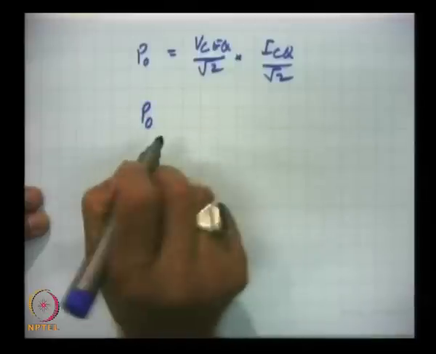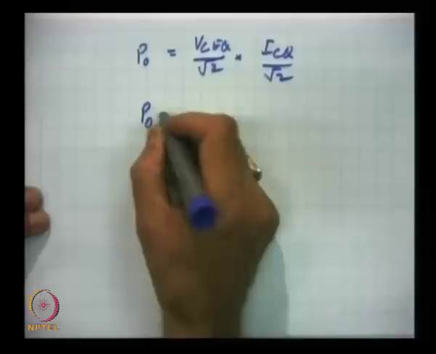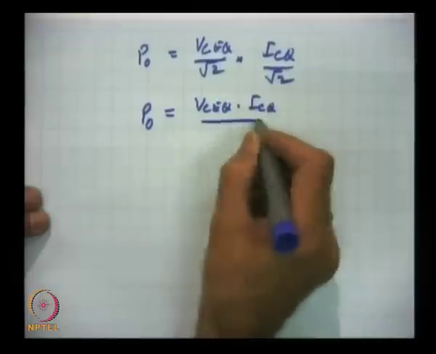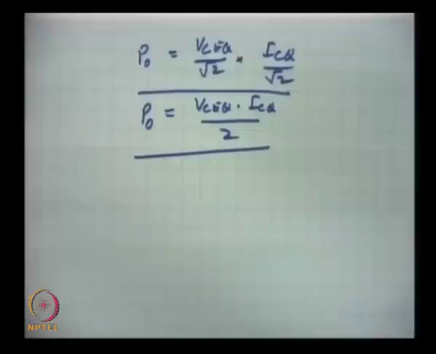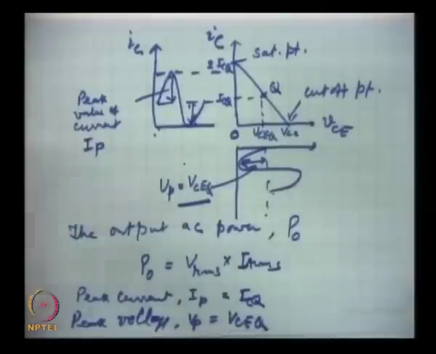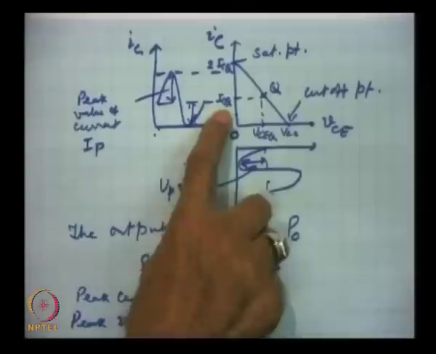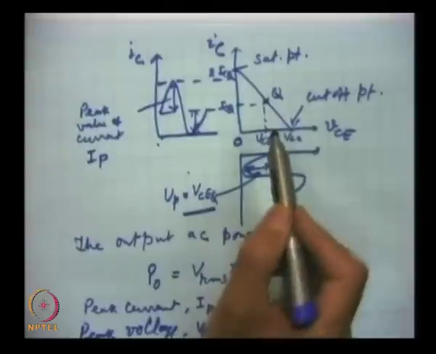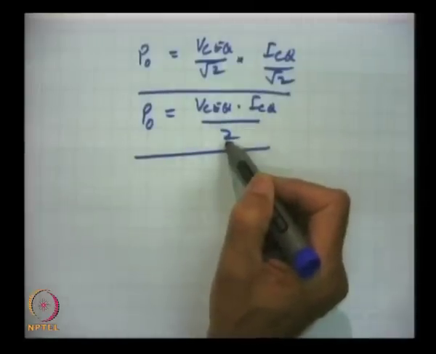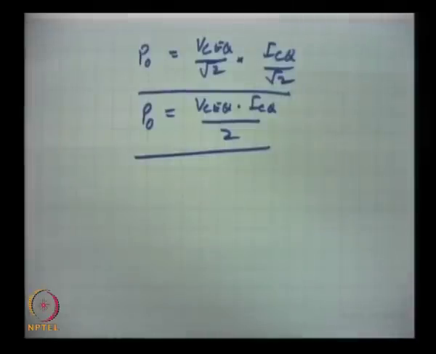Therefore, in class A operation, the maximum power is half of the product of VCEQ and ICQ, that is VCEQ ICQ by 2. This is the maximum power. It depends on the current and voltage here, and depending on how much power you want, we will have to use a transistor of that power. For example, if this current is 2 amperes and this is 5 volts, then 5 into 2 is 10 watts, divided by 2, so the maximum output power will be 5 watts.